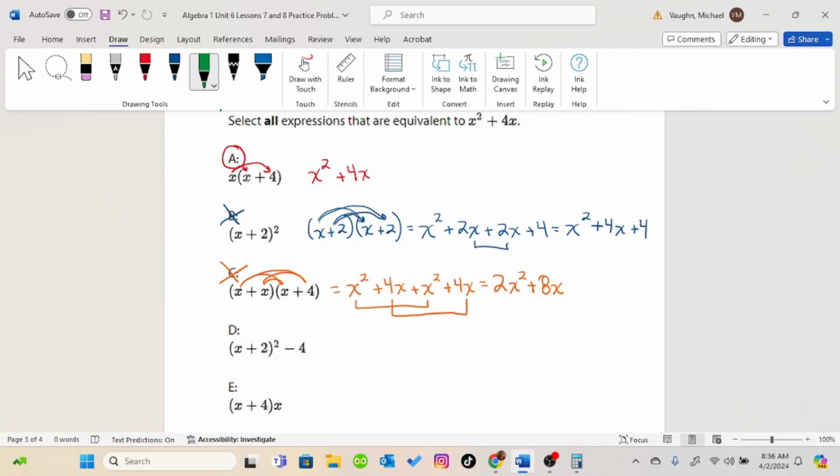Choice D. We already know from choice B that x plus 2 squared equals x squared plus 4x plus 4. And now we're going to subtract 4 from that. The plus 4 and minus 4 cancel out, and we're left with x squared plus 4x, which matches the answer we're looking for, so D is correct.